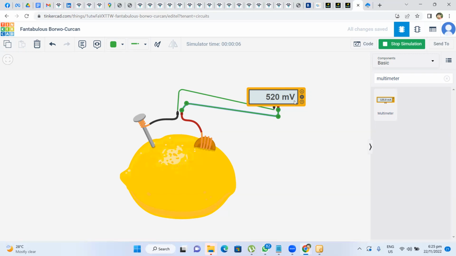Right? Not even a volt, half a volt, 520 millivolts. So this is not capable of lighting a bulb. But if you combine a few lemon batteries, you can do something with that voltage, right? So anyway, you will be doing a lot of practicals with this. And these are some other usages.